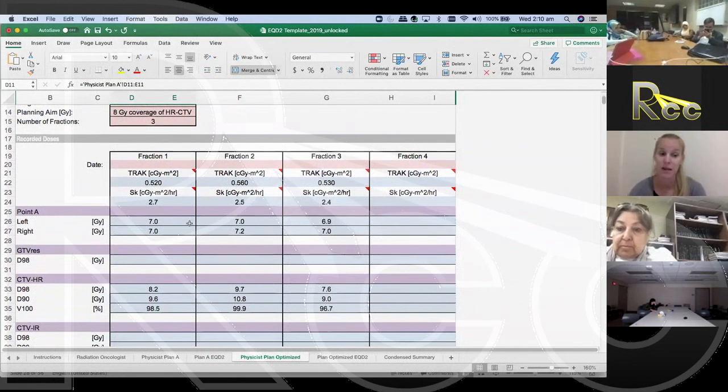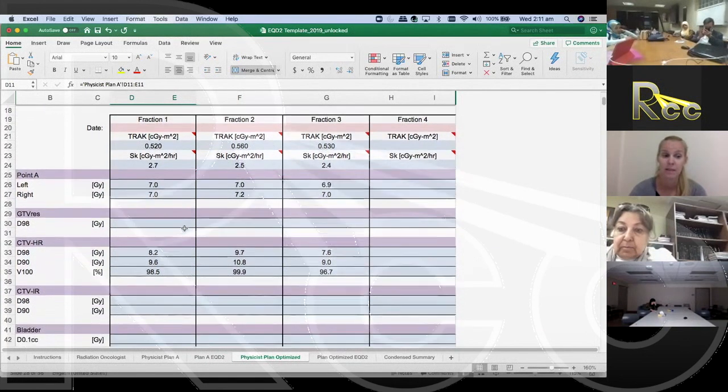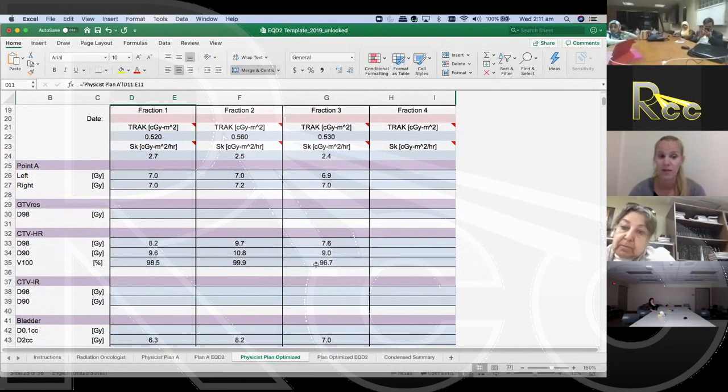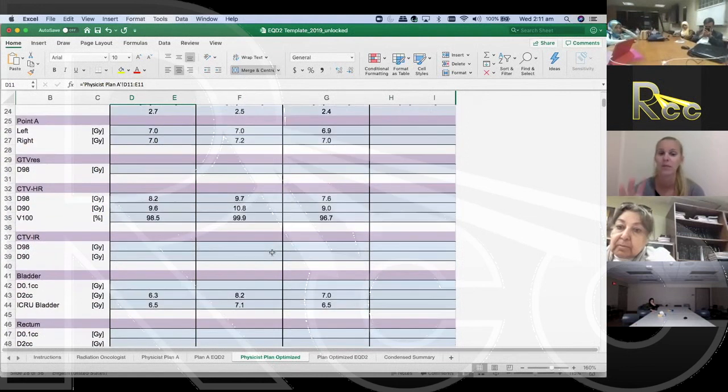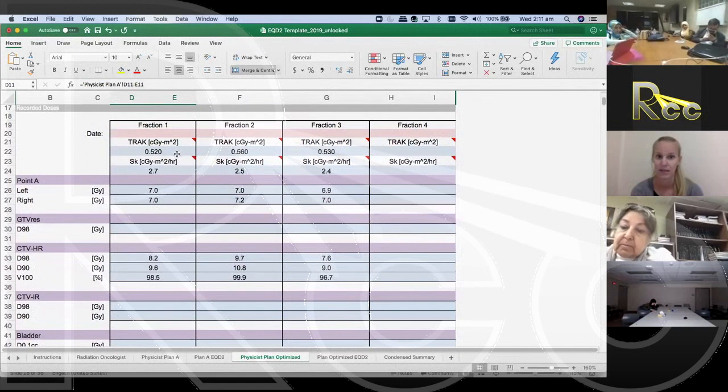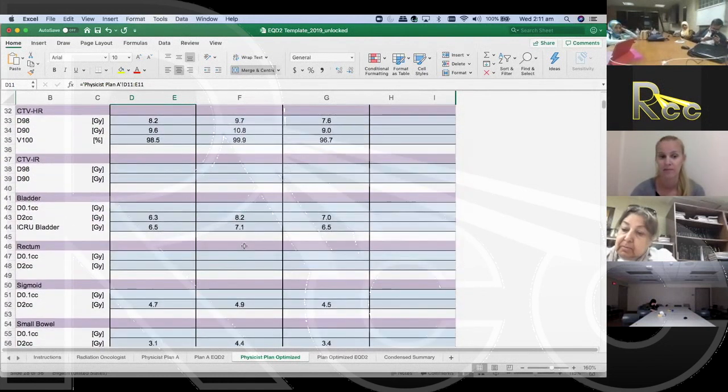So you can see now with our optimized plan, our point A doses have dropped down to less than 7 in some cases for each individual fraction. We're not quite getting 100% coverage of our high-risk CTV, but that's fine. 95% is what you want to aim for, so we're certainly meeting that in all of our plans. And our D90 doses are a lot less. So we've cooled the plan down. You can see our track value is lower, so our plan overall is cooler than our standard plan.